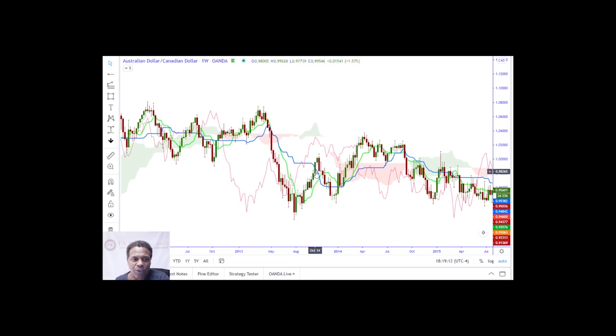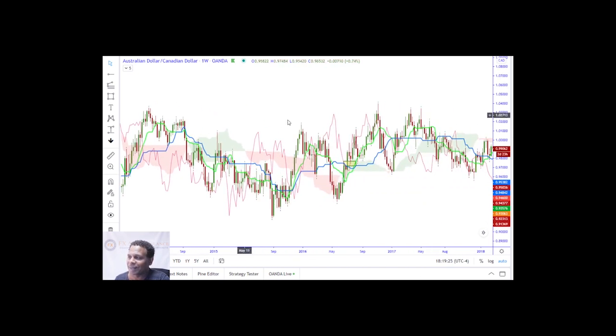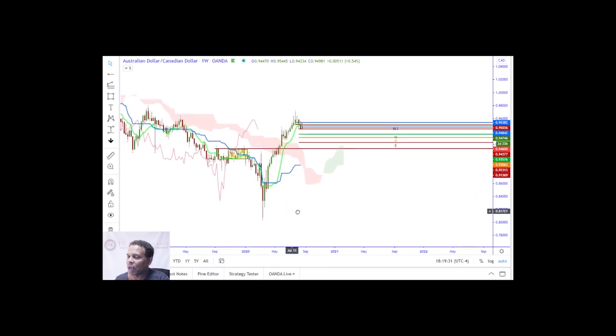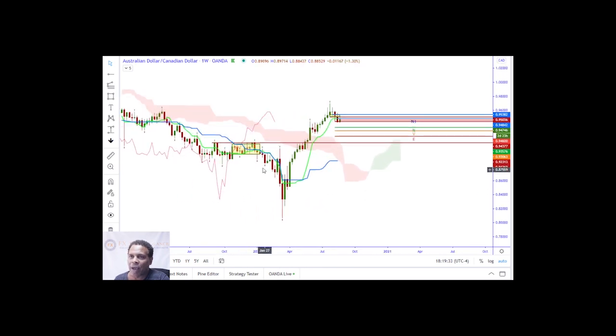But people would have been saying, why are you taking a long trade on Ichimoku when everything's bearish? Well, because Ichimoku's giving me some signs. But anyway, I also just look at the market. So that gives me the understanding of what's happening with the market. Now, let's go back to the daily.